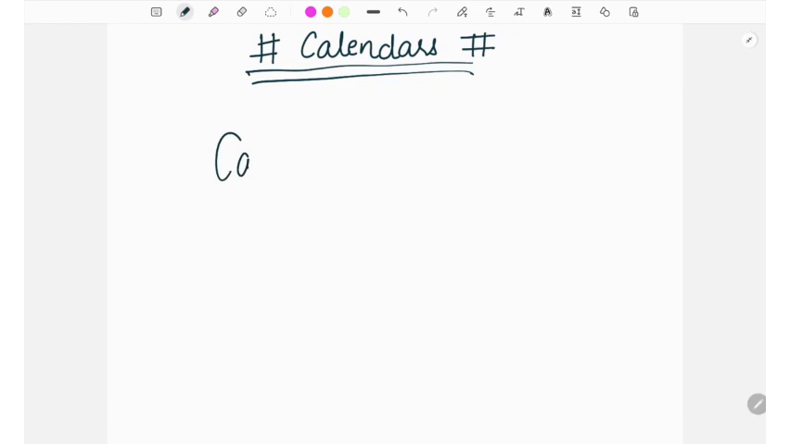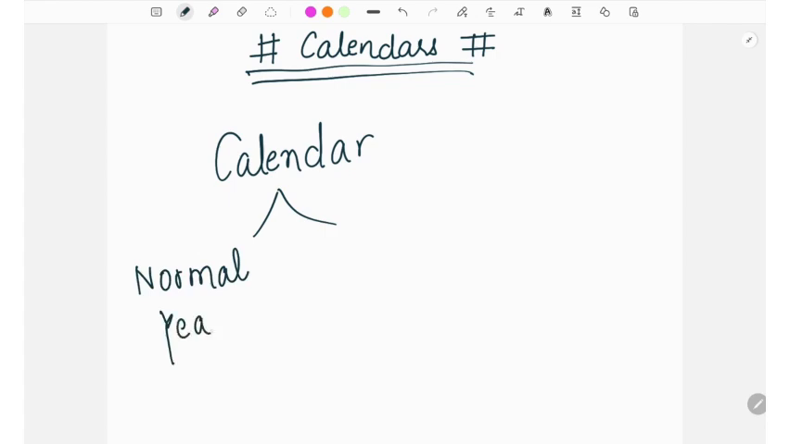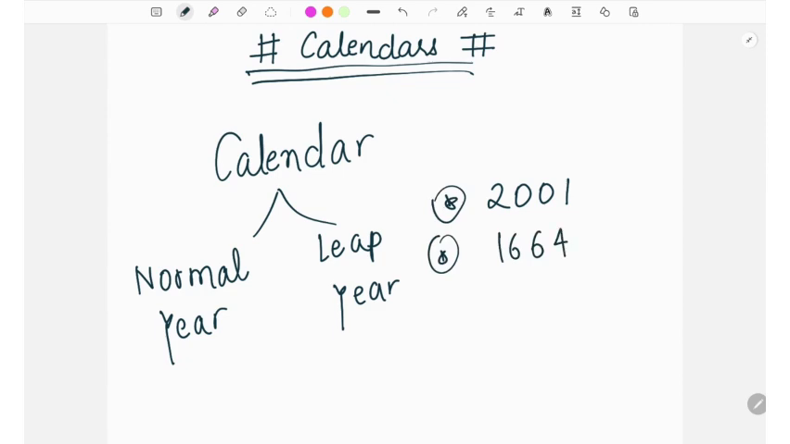Now whenever we talk about the calendar topic, students, there are two types of years. One is normal year, and the other one is leap year. Now you should understand the difference between the normal year and leap year. Suppose if I give you an example and ask you whether 2001 is a normal year or leap year, whether 1664 is a normal year or leap year, you should be able to understand this. And to make this understood, there is a simple rule that to know whether a given year is a normal year or a leap year, just simply divide that given year by 4.